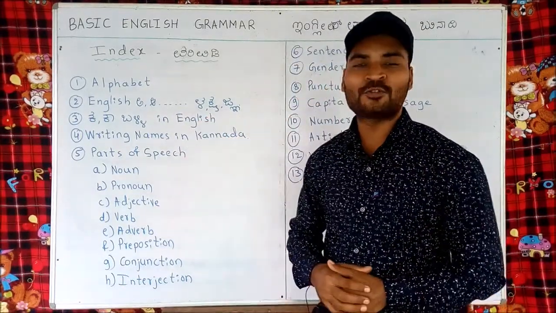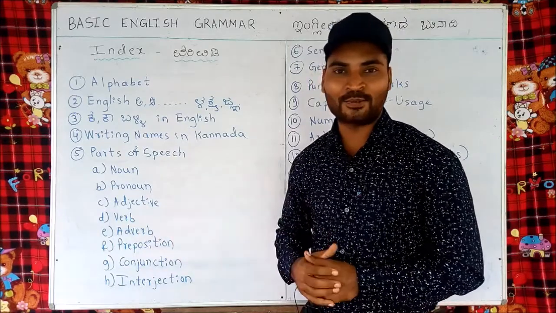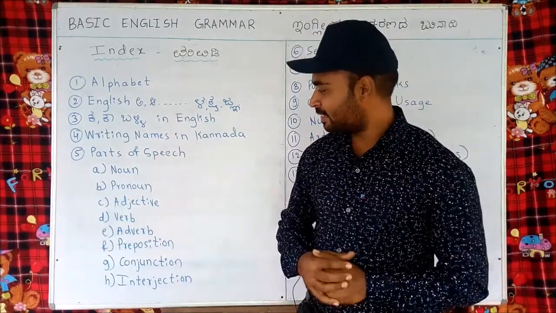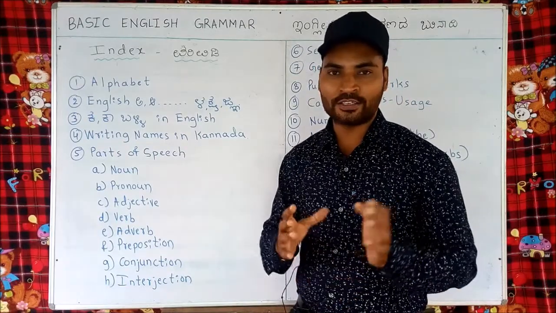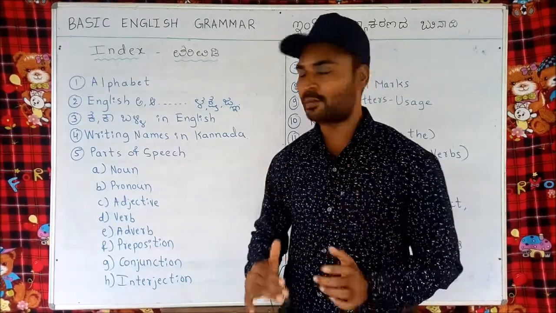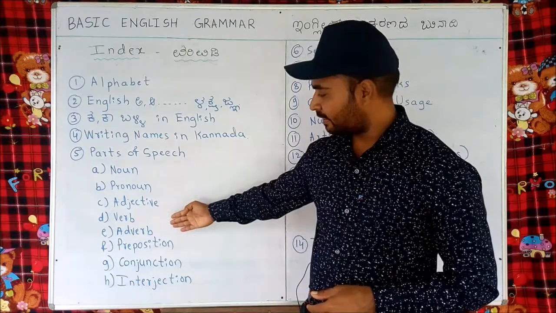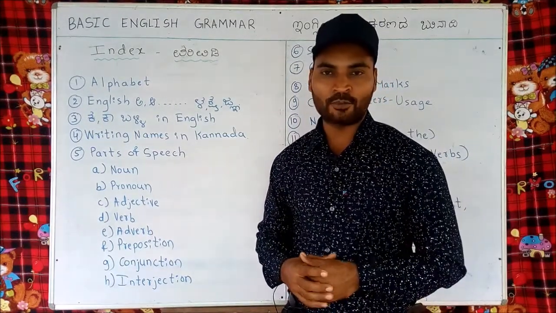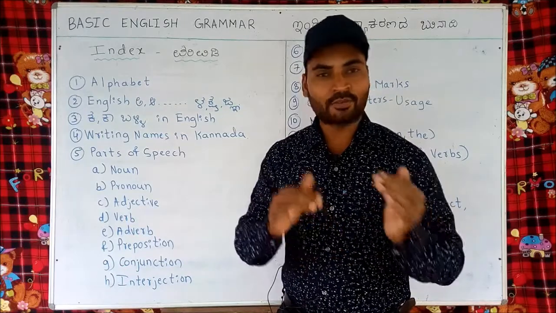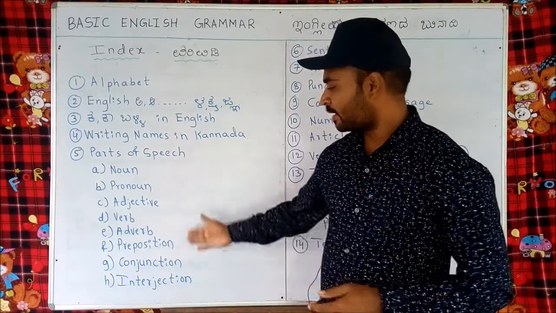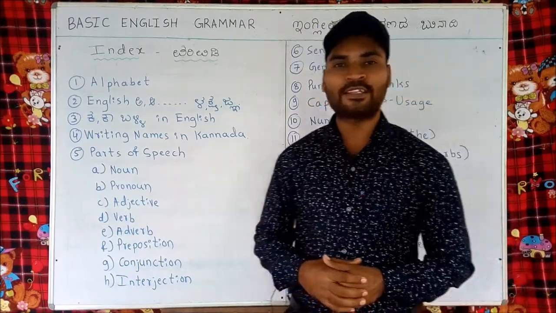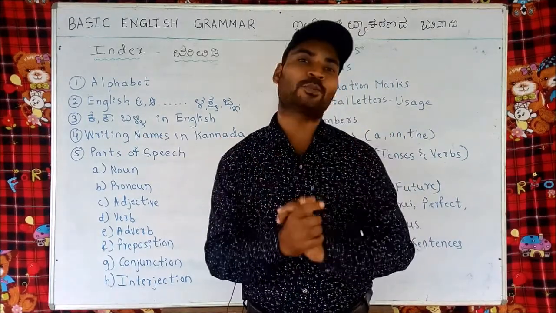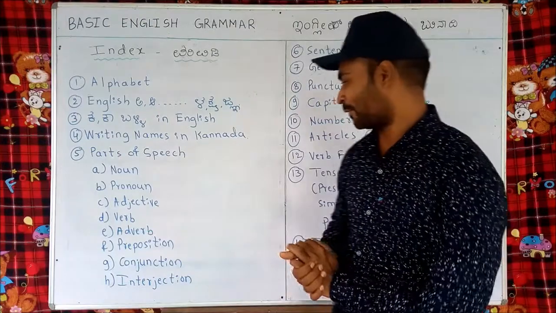And in adjective, we study the meaning of adjective and types of adjectives. And in the lesson verb, we study the meaning of verb and types of verbs. And then we come to adverb. In adverb, we study what is the meaning of adverb and types of adverbs. While learning preposition, we study the meaning of prepositions, types of prepositions, and list of prepositions. This list is very helpful.